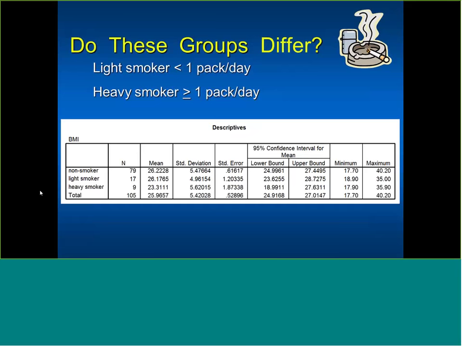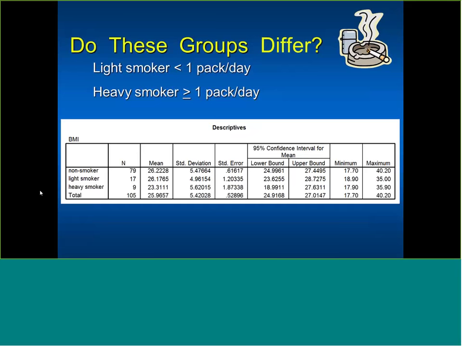And I'm going to go back to my hypothesis that maybe there's a difference in these folks in their BMIs. And so I'm going to calculate their BMI. So I have the mean column there. So the non-smoker's BMI is 26.2. Light smoker is 26, round up again, 26.2. And heavy smoker, I only have 9 of those people. Good that I don't have so many, but not as good for me statistically. But I have 23.3 is the mean for those folks' BMIs.